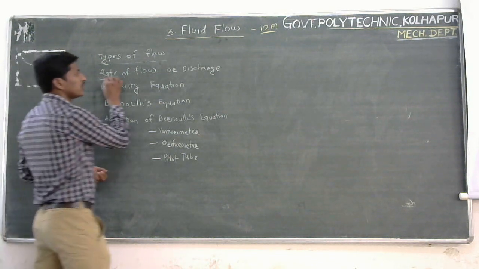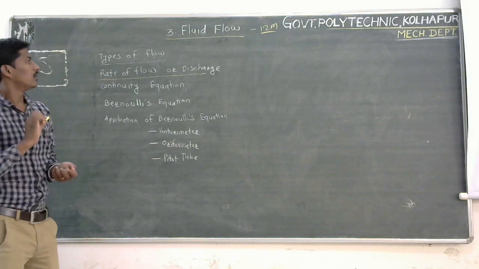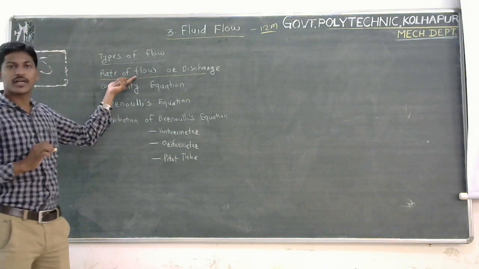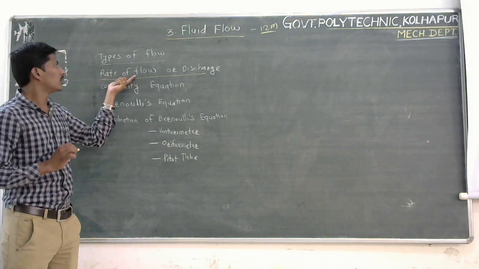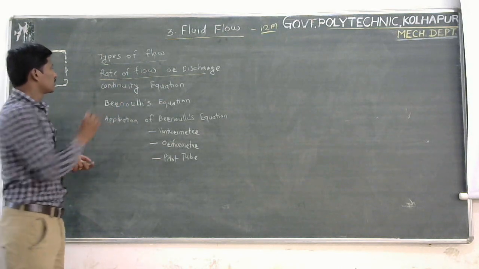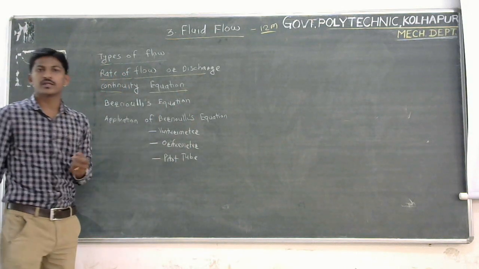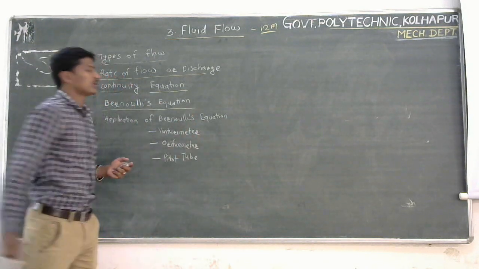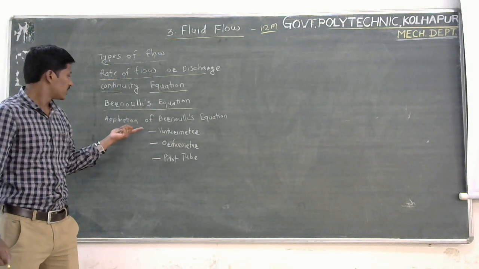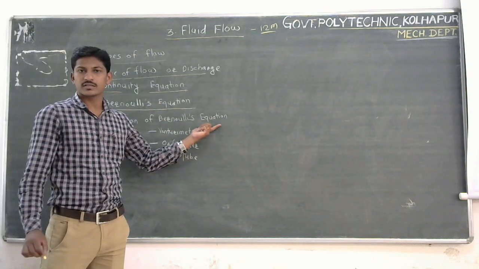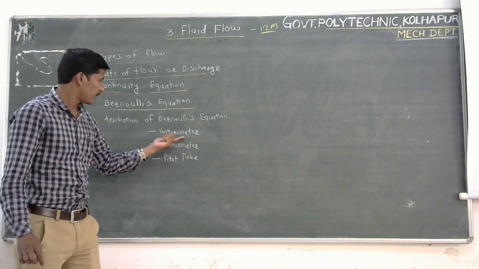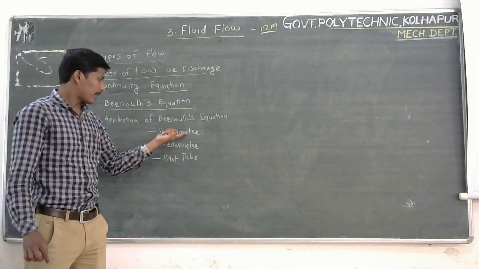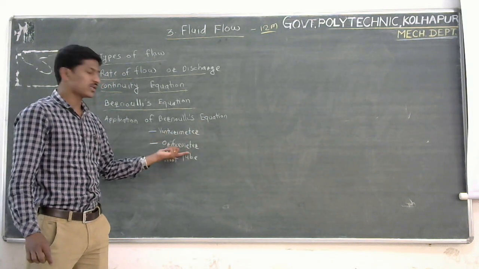Then we are going to see the measuring unit for the flow, that is discharge, or you can say rate of flow. Next we will learn about the continuity equation. We will see Bernoulli's equation, and we will see the applications of Bernoulli's equation. There are three applications of Bernoulli's equation: Venturi-meter, orifice-meter, and Pitot tube. These applications are nothing but flow measurement devices.